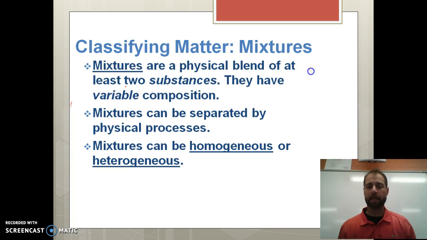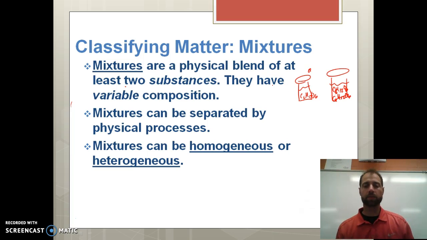And even if we had, say, a mixture of sugar water, if we had 2 mixtures of sugar water, so there's my sugar, and I had another one, and we imagine that there was the same amount of water, but this one had twice as much sugar. So I'll put 2 sugars here. That's certainly possible, and so now these 2 mixtures, even though they're both sugar water, have a variable composition. They are different from one another. These mixtures can be separated by physical processes, which we'll go over in a few minutes.